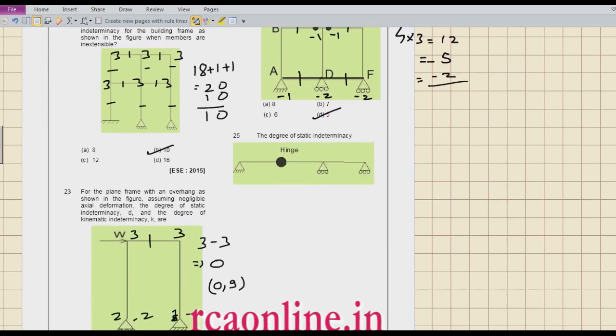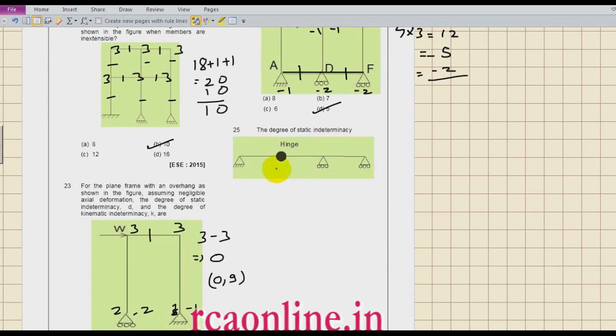It is a good question. The degree of static indeterminacy. Again, it is very simple. If you do 2 by this, 1 and 1. So 4, 4 minus 3, the equilibrium equations, and minus 1 because of this. So what do you get? 0.